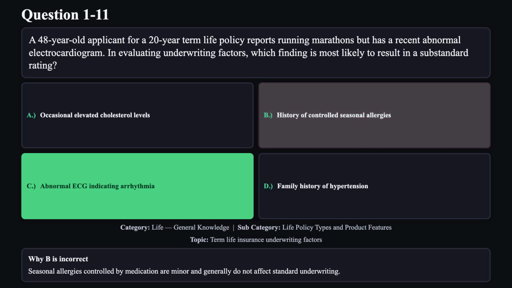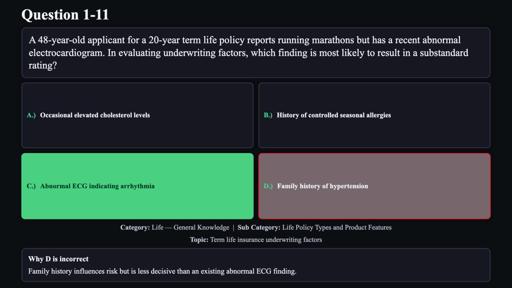Seasonal allergies controlled by medication are minor and generally do not affect standard underwriting. Reason D is not correct. Family history influences risk but is less decisive than an existing abnormal ECG finding.